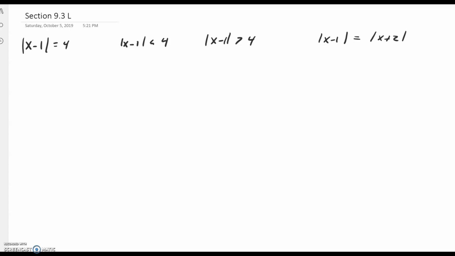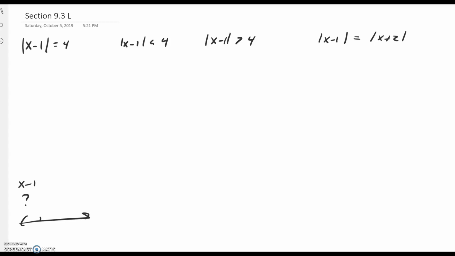There are four main kinds of problems in this section, and let's just start doing them. The first problem is the absolute value of x minus 1 equals 4. Before we start that problem, there's something you need to know. It's not good enough just to ignore the absolute value signs and write this down and solve it and get x equals 5. That will not work. Don't do that.